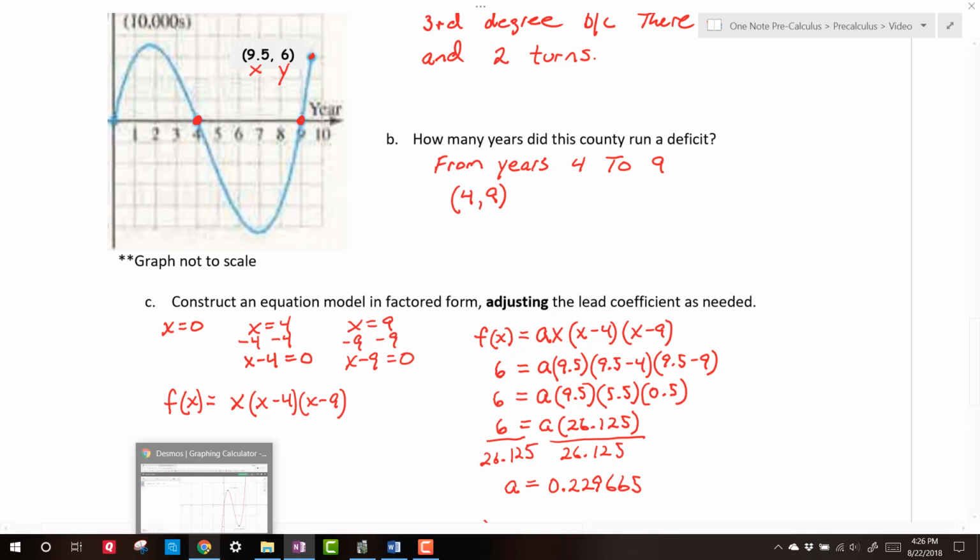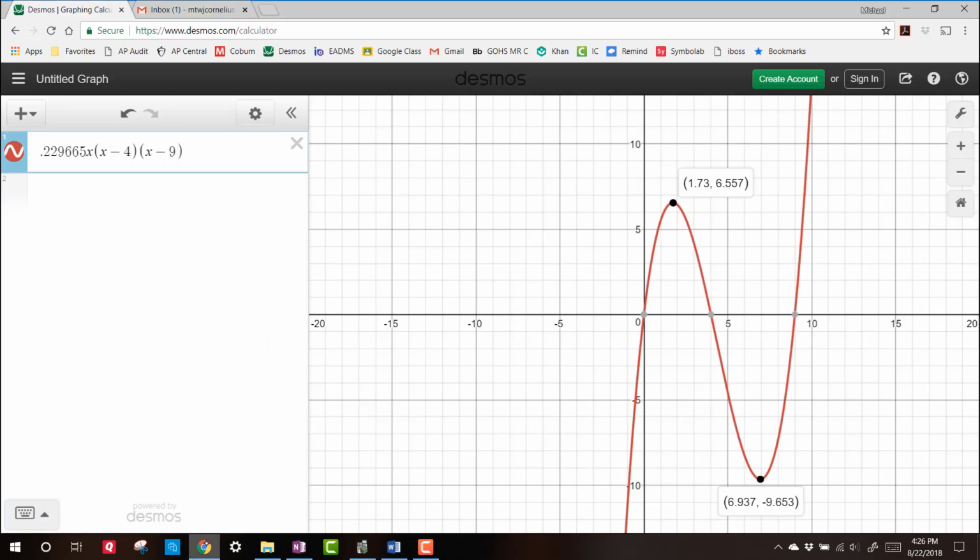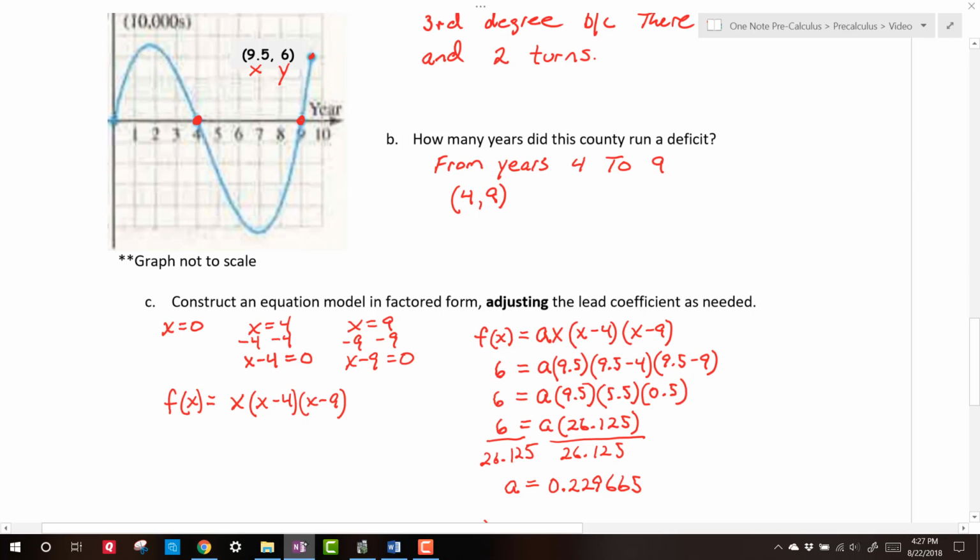So here's the graph on Desmos.com. Take a look at where my minimum is. The minimum's pretty close to 7, 6.937, and we're down at -9.653. Okay? So just some nice ways to check your work when you're done to see if it even matches up and that kind of thing.